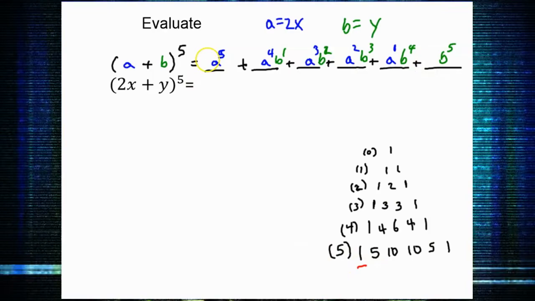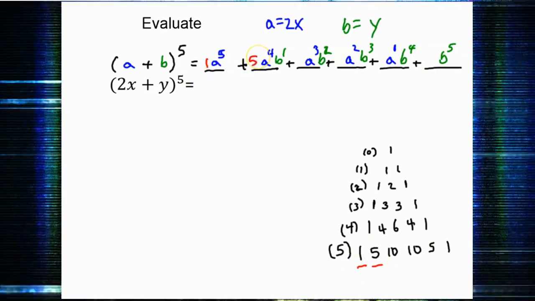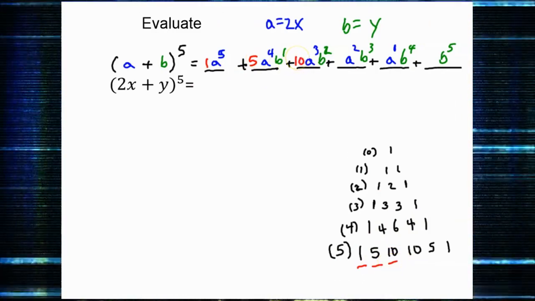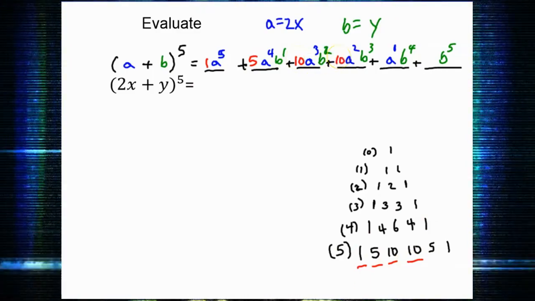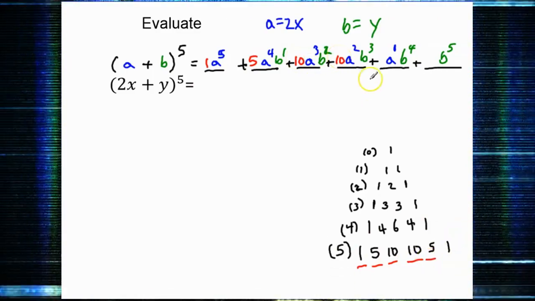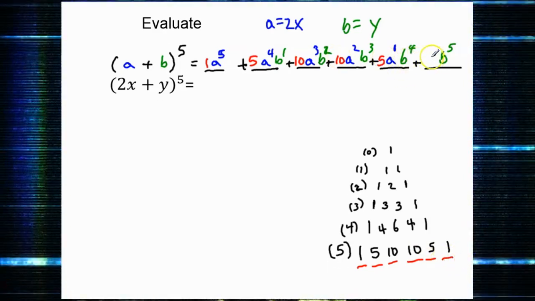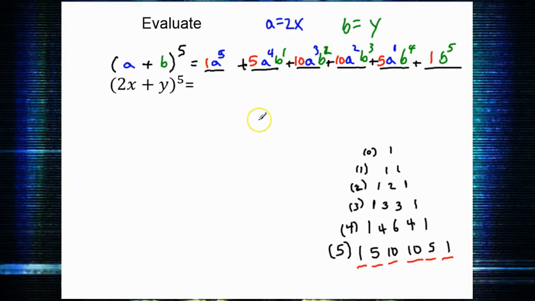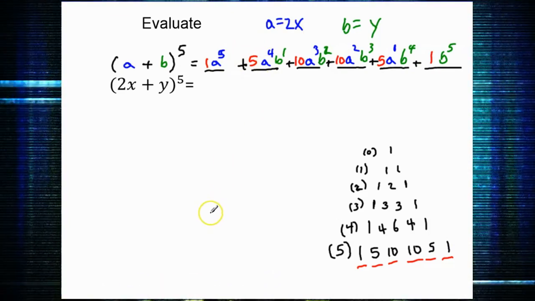So first number is 1. Next number is 5. Next number is 10. The next number is 10 also. Then we're going to have a 5 for the next coefficient. And then the final coefficient is going to be 1. So we need to apply all of this now to get the actual answer for what we're looking for.